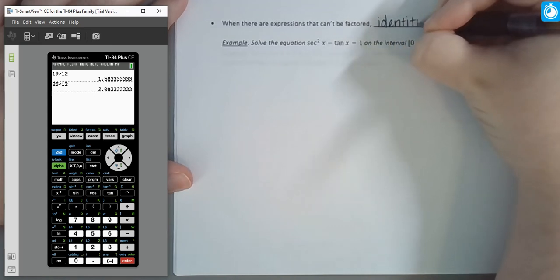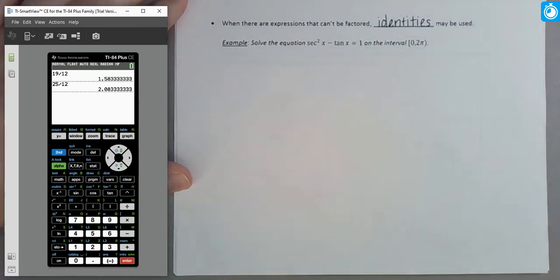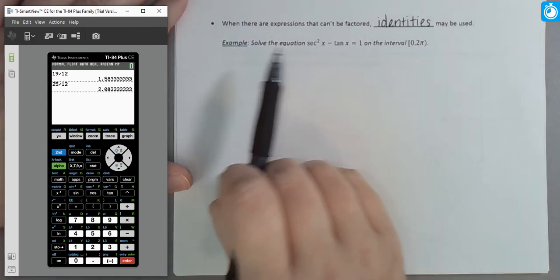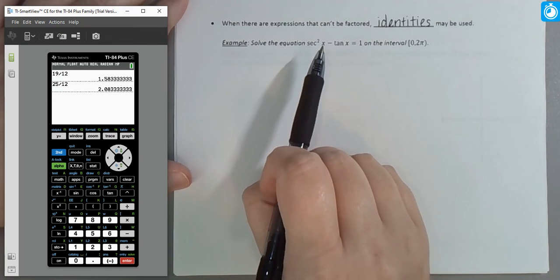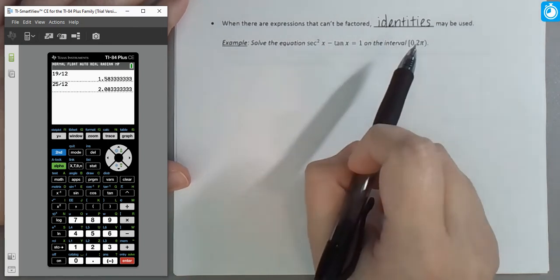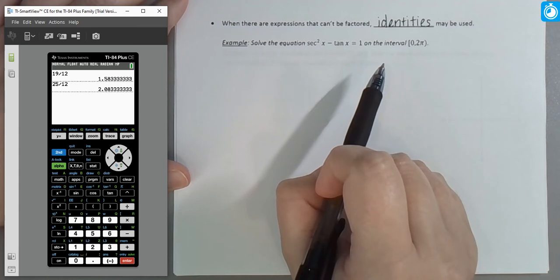If we can use an identity that gets rid of one of our functions and writes it in terms of the other function, then we can go from there and we may end up with an equation that we can solve. So we want to solve the equation secant squared of x minus tangent of x is equal to 1 on our interval from 0 to 2 pi.